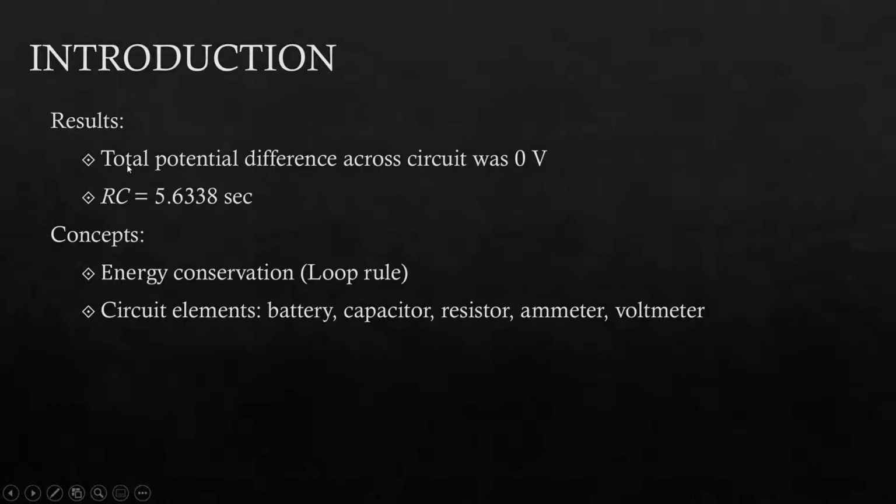So for the total potential energy difference across the circuit, I got 0 volts, and then for my time constant RC, I got 5.6338 seconds. The concepts involved include the energy conservation, aka the loop rule, and it's also important to understand how circuit elements such as the battery, capacitor, resistor, ammeter, and voltmeter work.